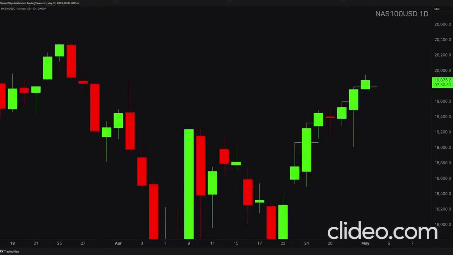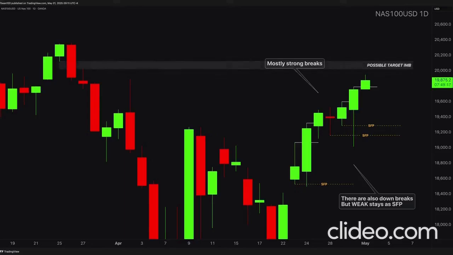How about the daily chart? Please observe the breaks on the upper side. As you can see, strong breaks most of the time. But look at the downside breaks. All rejected and became swing failure patterns. So what does this tell me? Every drop is rejected by buyers, and sellers cannot dominate the buyers. Buyers simply absorb every single drop, as you can notice. Basically, my bias is bullish.